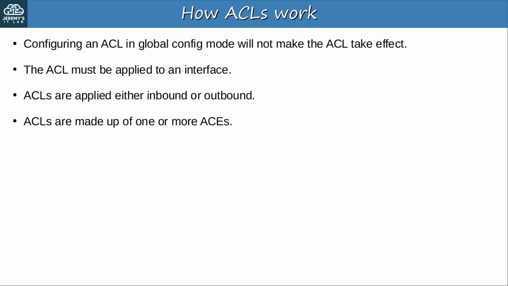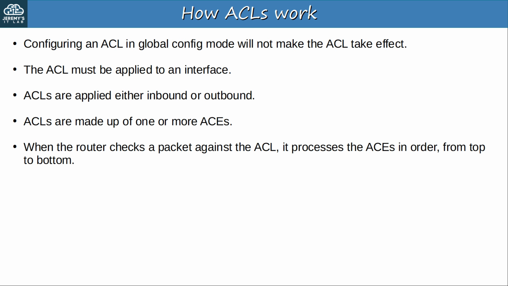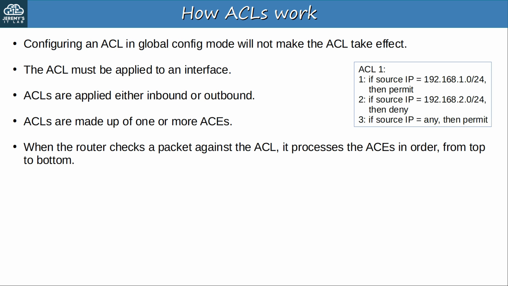ACLs are made up of one or more ACEs, access control entries. When the router checks a packet against the ACL, it processes the ACEs in order, from top to bottom. I just showed you this. For example, here in ACL 1, the router will check if the packet source is in 192.168.1.0/24. Then it will check if the packet source is in 192.168.2.0/24. And if it doesn't match either of those, it will permit it.